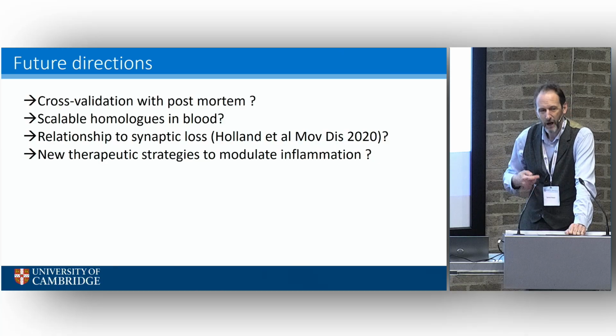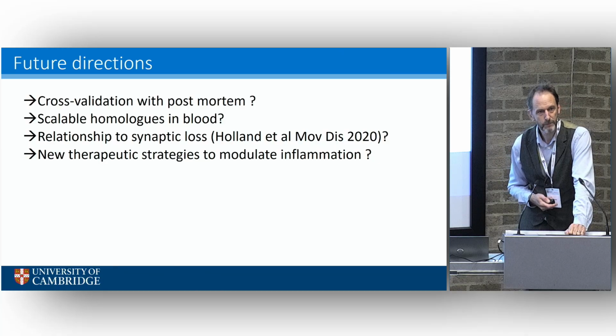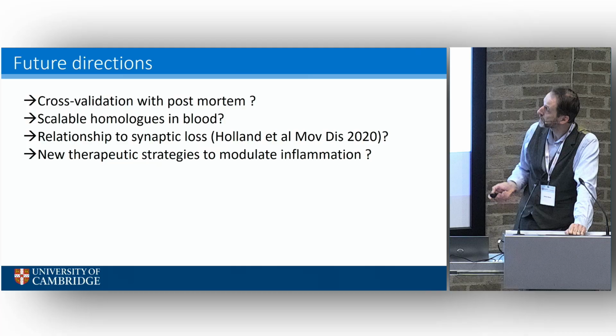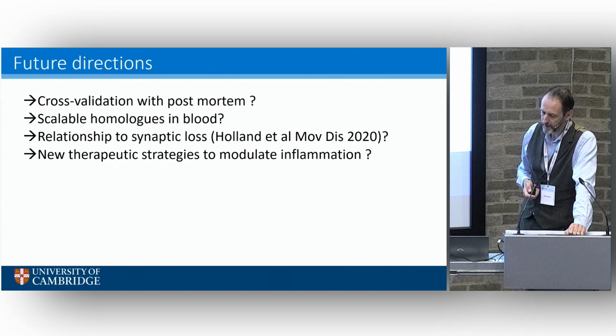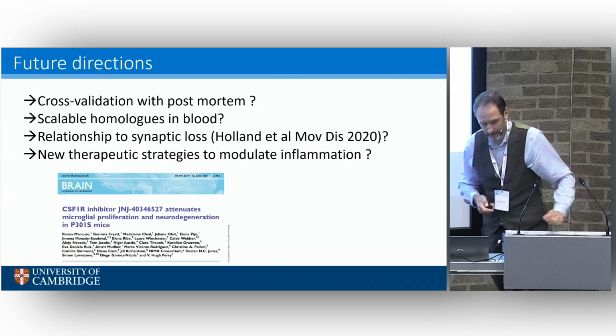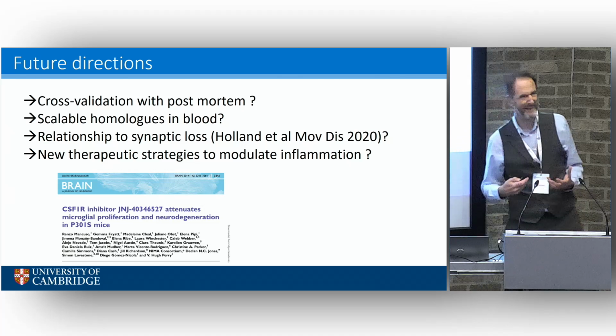We want to say, are there things we could detect in blood that would correspond with what's happening in the brain? That would be very powerful to get some scalable markers. You could track people over time and track perhaps the effects of interventions. We're very keen to look at the relationship to synaptic loss, and I think we'll probably hear more about that over these 2 days, and think about the strategies to treatment. And that it's not wishful thinking. There are immunotherapeutic strategies as a reality.